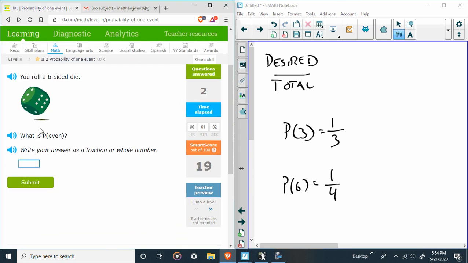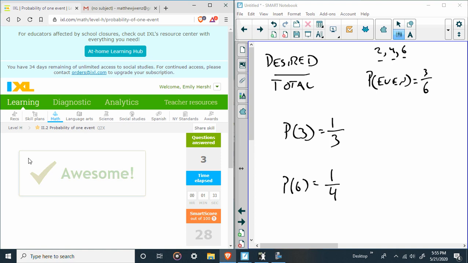You roll a 6-sided die. What's the probability of getting an even? Well, let's think about it. A die has all the numbers up to 6. So what are all the even numbers up to 6? Well, 2, 4, and 6, right? How many desired outcomes are there? There are 3 even numbers out of the 6 total sides of a die. So that one is a fraction. We could write 3 over 6. We should be able to write 1 over 2 if you want to reduce them. That'll probably be better if it will take 3 over 6.